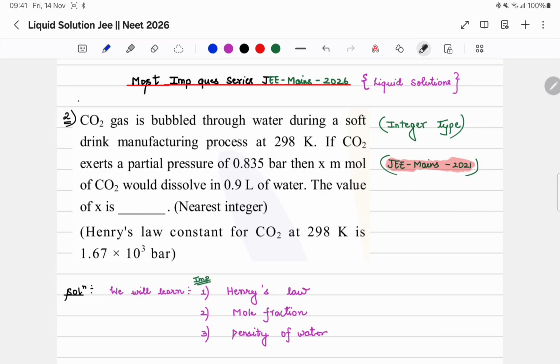Today we will discuss our second question of our chapter Liquid Solution. Already 10 questions have been uploaded of the electrochemistry chapter. If you wish, you can go through it. So today's question is based on Henry's law. So let's read this question.